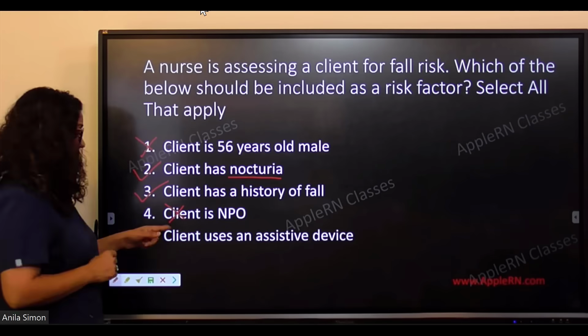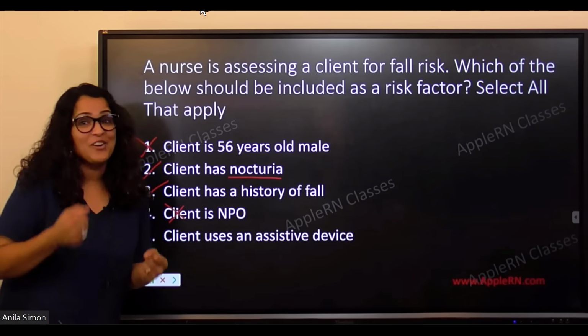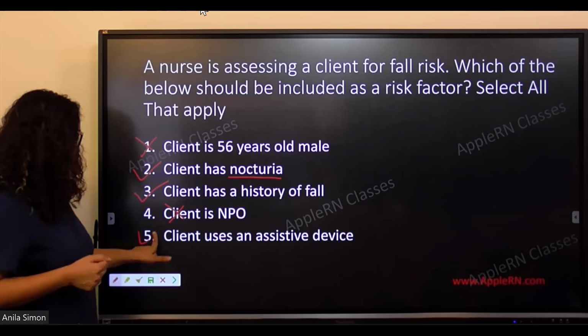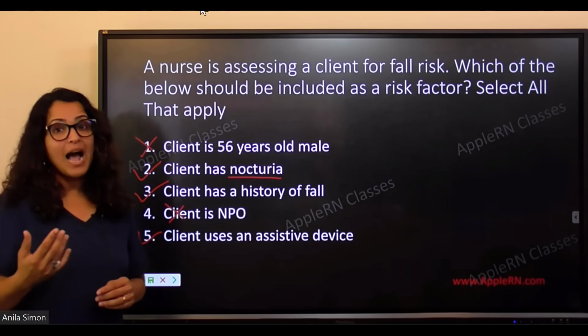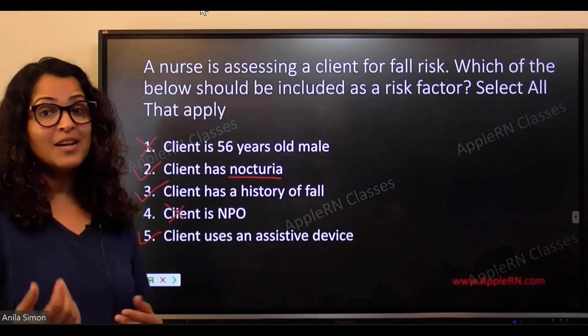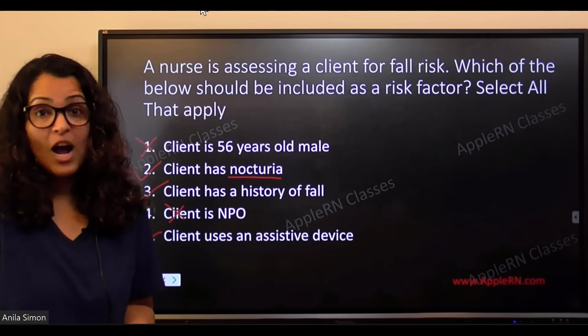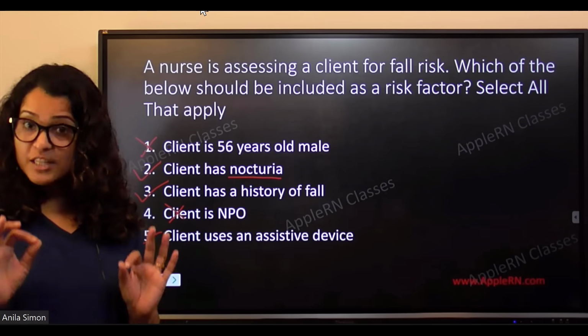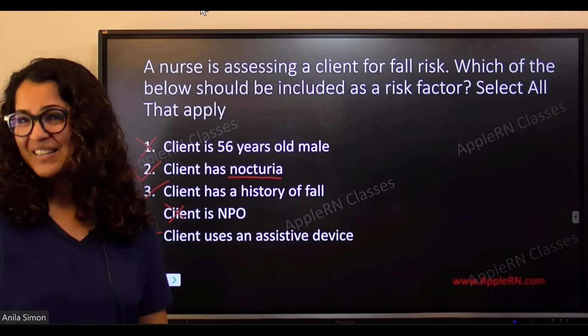Okay. Client uses assistive device, like we said, even though we love it, we don't know how they use it. So I'm just going to put it as a risk. I will have to ask the client to demonstrate to me how they are using the assistive device. And if it is proper, then that's good. If not, we will have to include it.